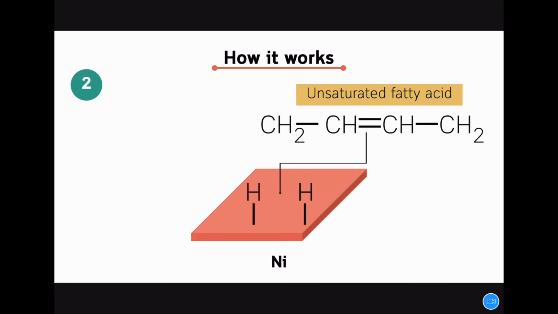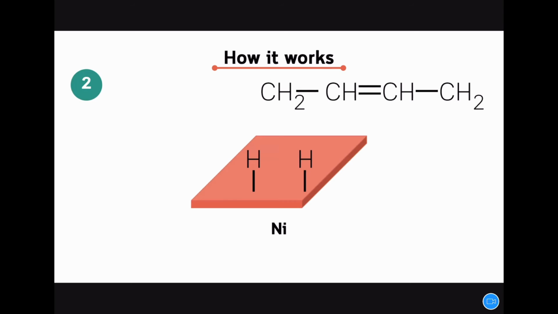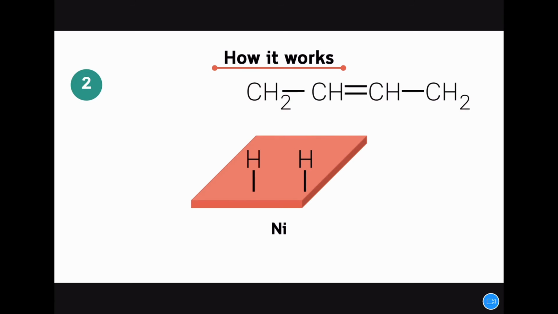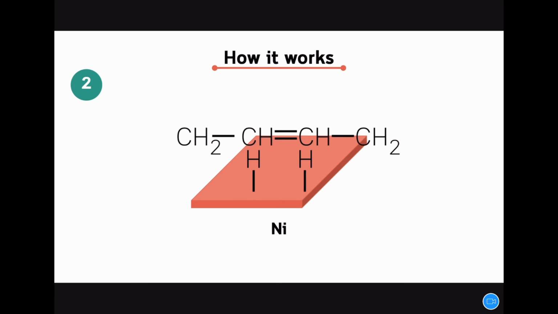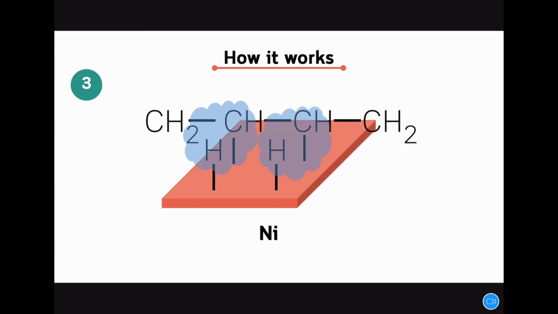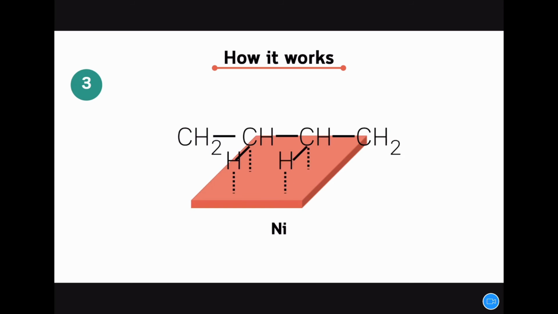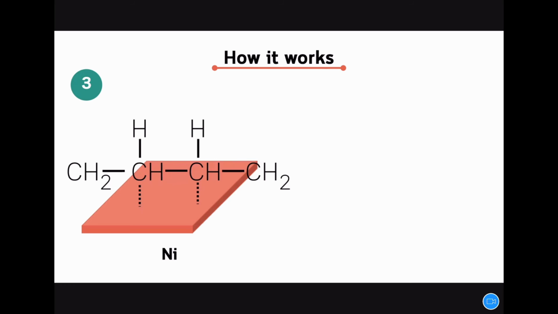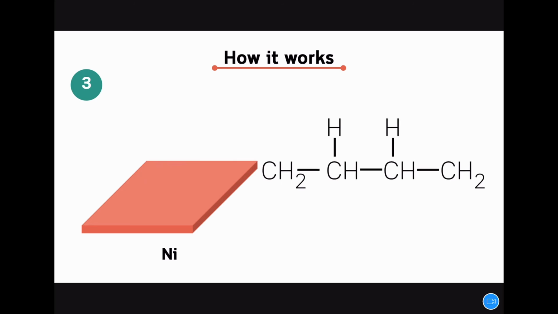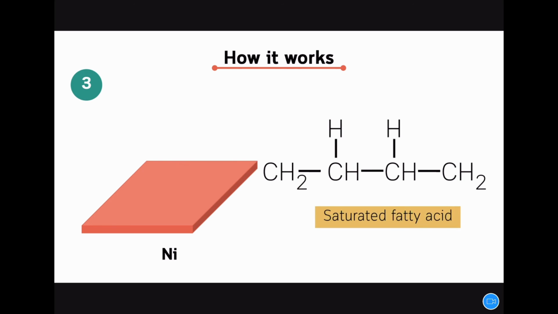The reaction with unsaturated fatty acid goes the same way as with hydrogen gas. But this time, it will break down the pi bond between carbon atoms and form new bonds between nickel and carbon atoms. Then, nickel will allow hydrogen and carbon atoms to diffuse their electron clouds to form new bonds between hydrogen and carbon atoms. When the bonds are formed completely, this new compound will separate from the nickel surface, and finally, we will get saturated fatty acid. And that's how it works.